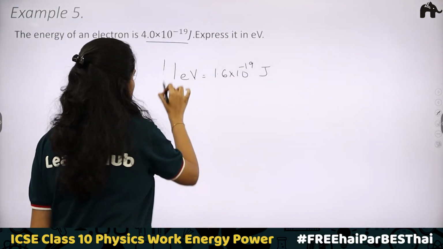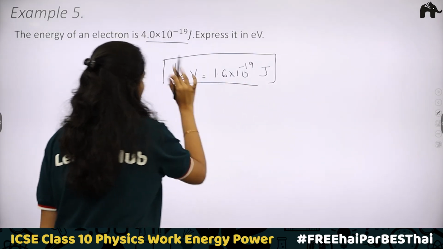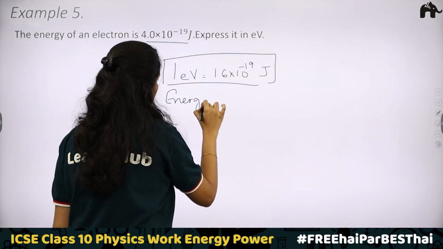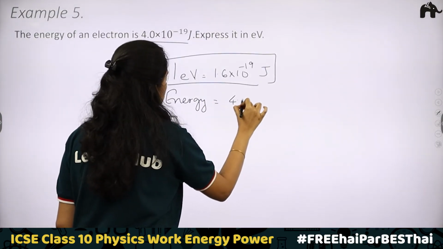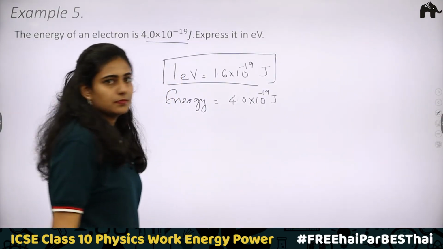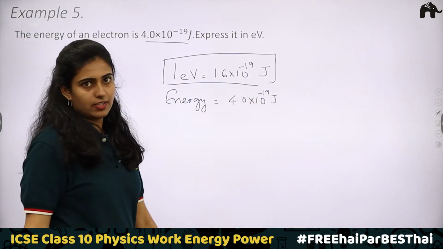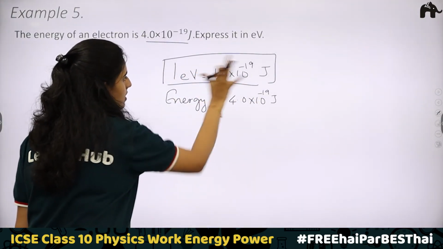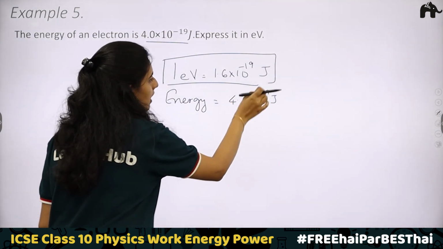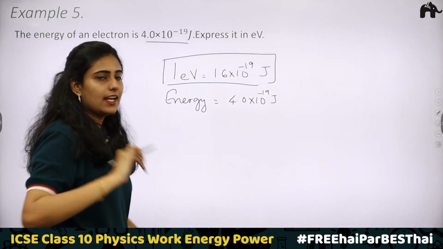Okay, this is the relation between electron volt and joules. Now what is given? Energy is given. Energy is equal to 4.0 into 10 raised to minus 19 joules. This much joules is given. We have 1 electron volt is this much joules. Then what is 4.0 into 10 raised to minus 19 joules in electron volts?